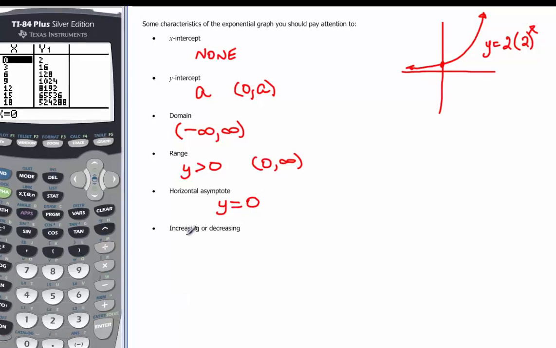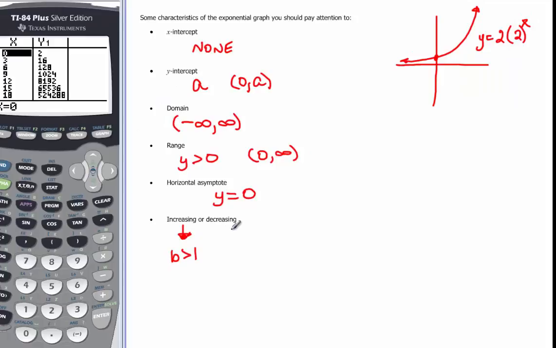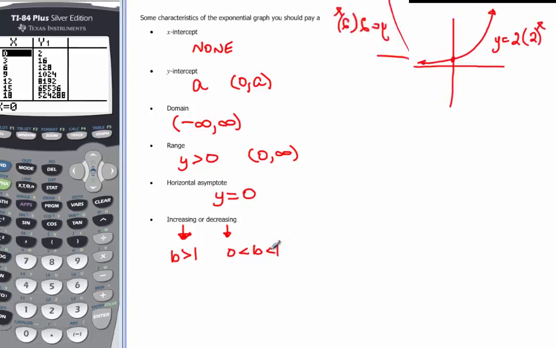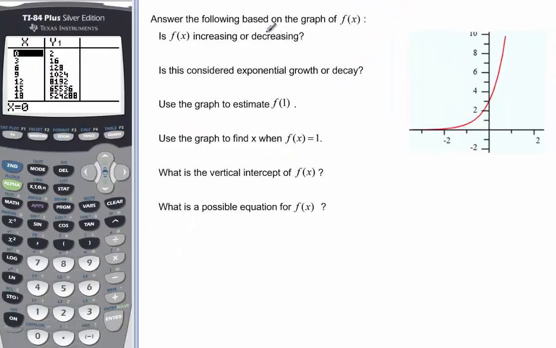And then if we look at this particular graph, talking about increasing or decreasing, as b is greater than 1 in this case, it's increasing. If b would be between 0 and 1, that's when the y values are getting smaller as x values get larger. So let's look at a final example. We want to look at the specific graph, and we want to know if f of x is increasing or decreasing. And we can look over here, as x is increasing, we can see that the y values are also increasing. So this is an increasing function.